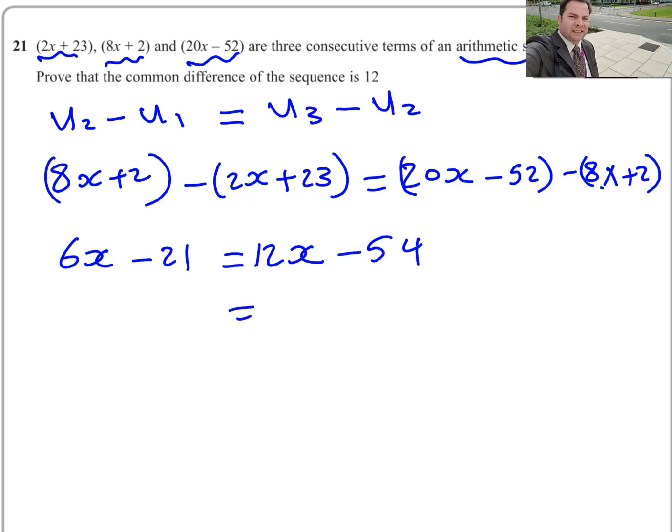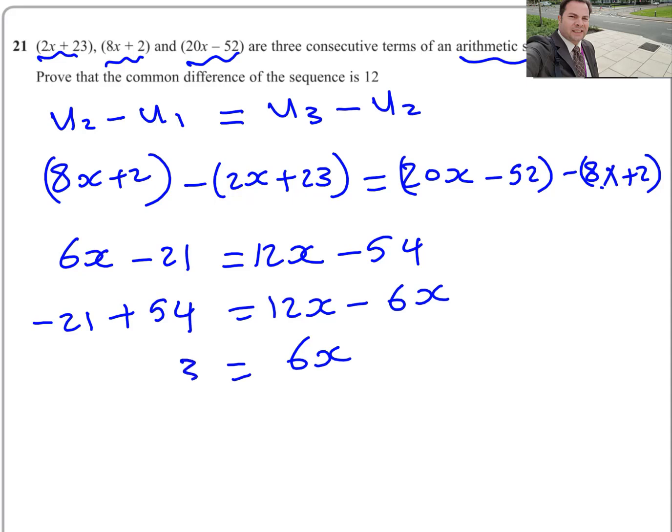Simplify. 12x minus 6x is equal to minus 21 plus 54. 12x minus 6x is 6x. Simplify. 54 minus 21 is 33. Divided by 6, so x is equal to 5.5.